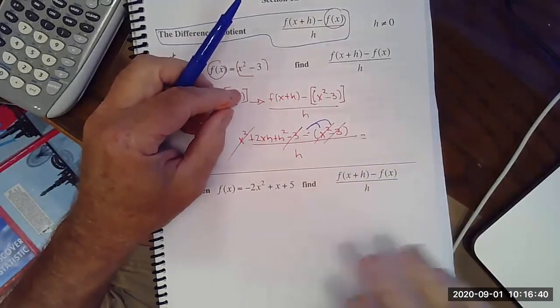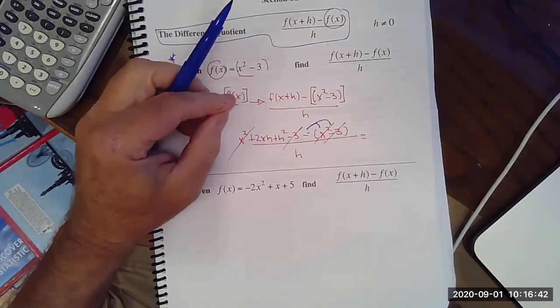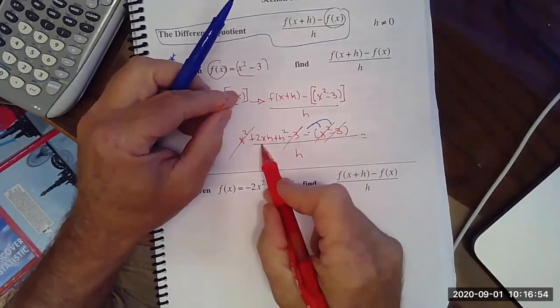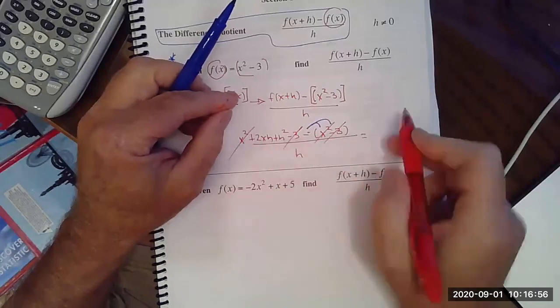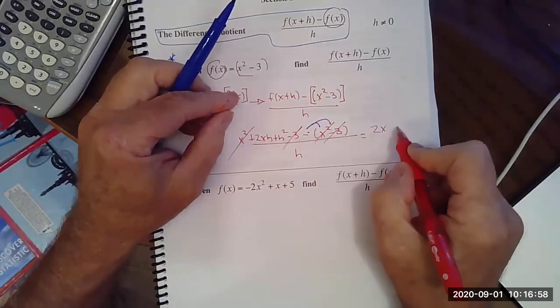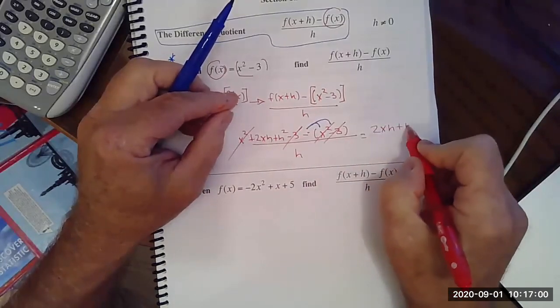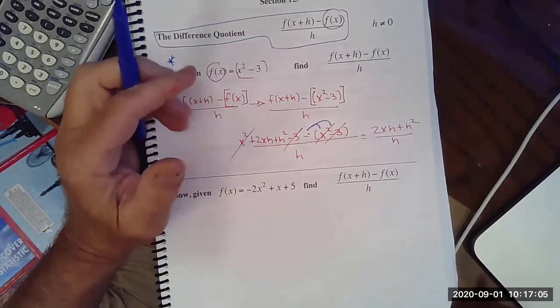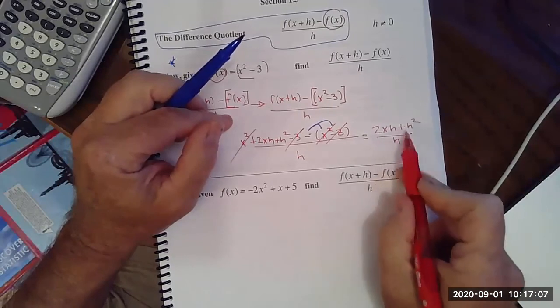So this will always happen, by the way. You'll know if you made a mistake if you didn't make everything go away without an h. The only thing that's left in the numerator has to be an h part. And if there's not, you made a mistake somewhere. So what's left is terms that have just the h. So I know I didn't make a mistake because there's just h's everywhere.